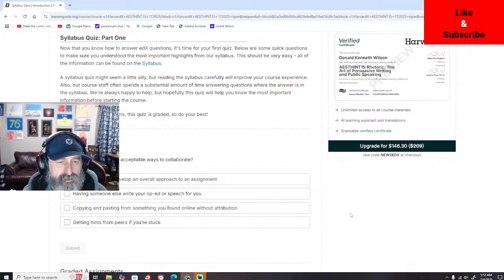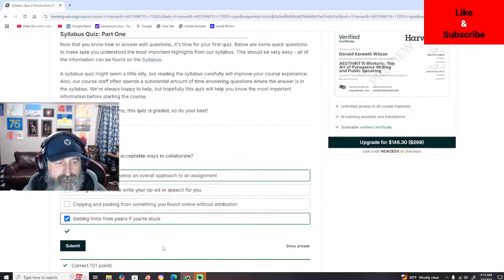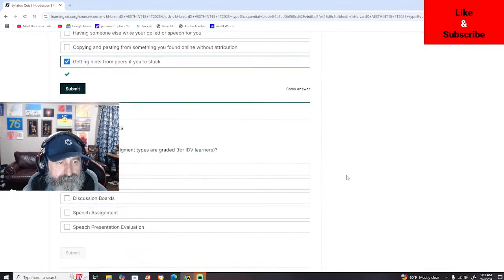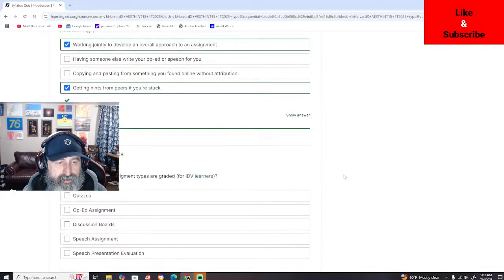Collaboration. Which of the following are acceptable ways to collaborate? Getting hints from peers if you're stuck. Copying and pasting. Working jointly. Working jointly is appropriate, and getting hints. Okay. Grade assignment. Which of the following assignment types are graded?